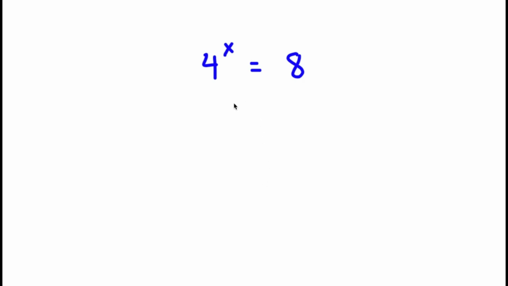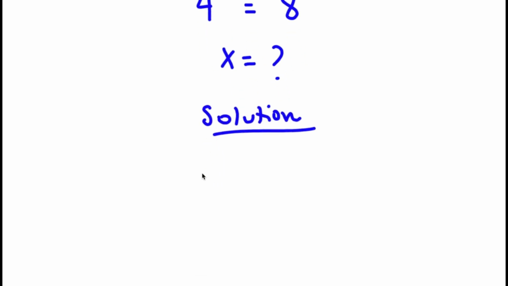Alright, so in this problem, I have 4 to the power of x is equal to 8. So I want to find the value of x. For my solution, first start with 4 to the power of x is equal to 8.